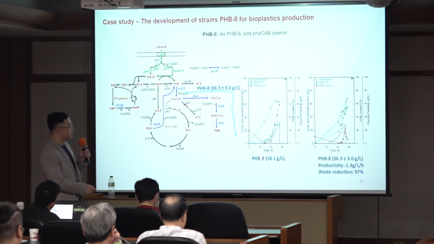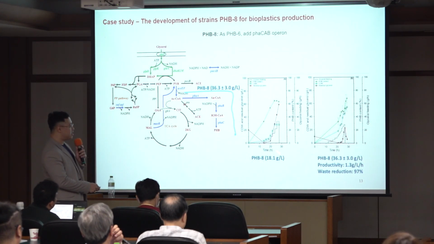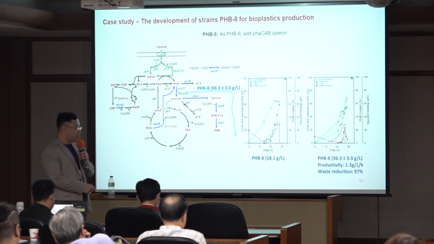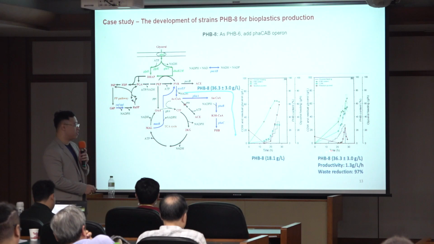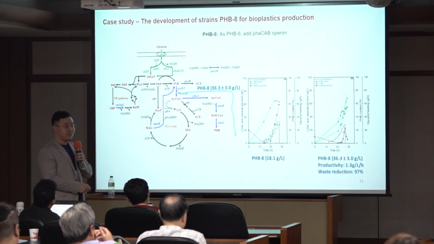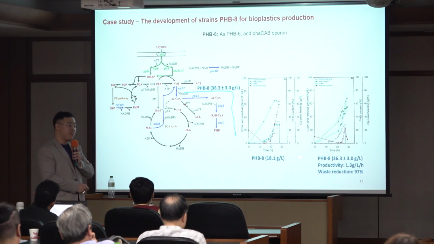Okay, this is my mistake, PHB6. The PHB6 fermentation only can yield 18.1 gram per liter. But for the PHB8, it's double, 36.3. And this is just the number at the time I wrote this paper.